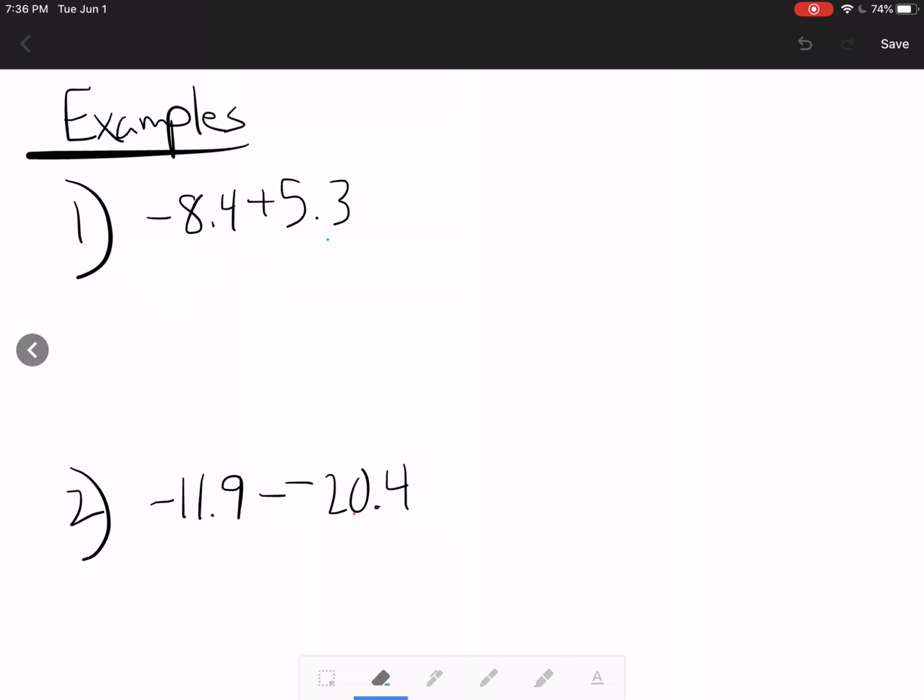All right, here we go. Let's go with blue. All right, we have negative 8.4 plus 5.3. So first thing I'm going to do is ask myself, am I going to have a positive or a negative number? Since negative 8.4 is further from 0 than 5.3, it's negative. I'm also noticing that I have different signs. So different signs means I'm going to find the difference between the two numbers. So I'll take 8.4 minus 5.3.